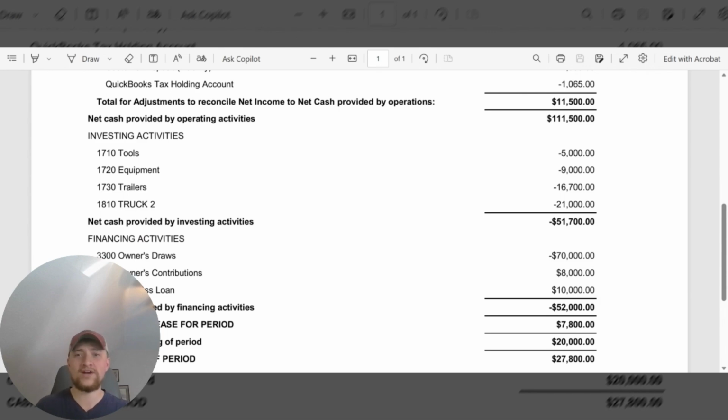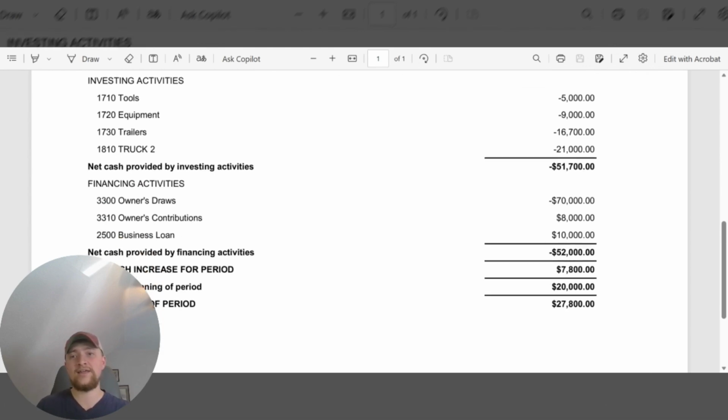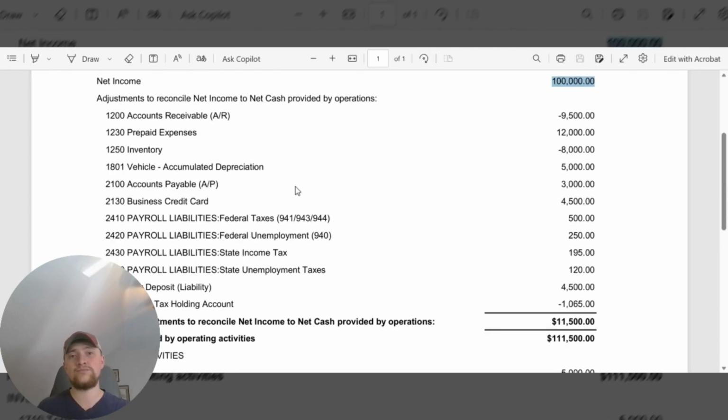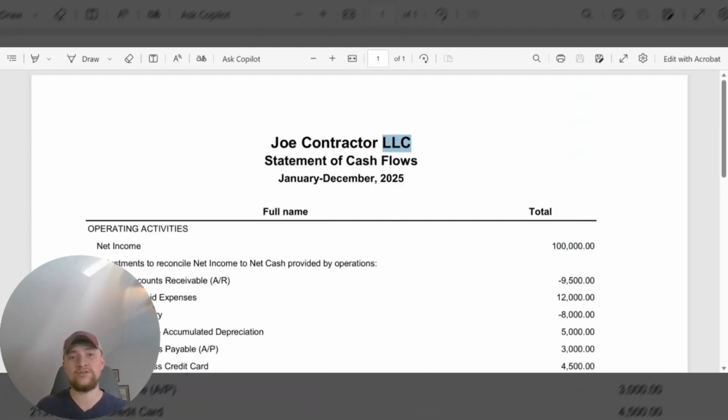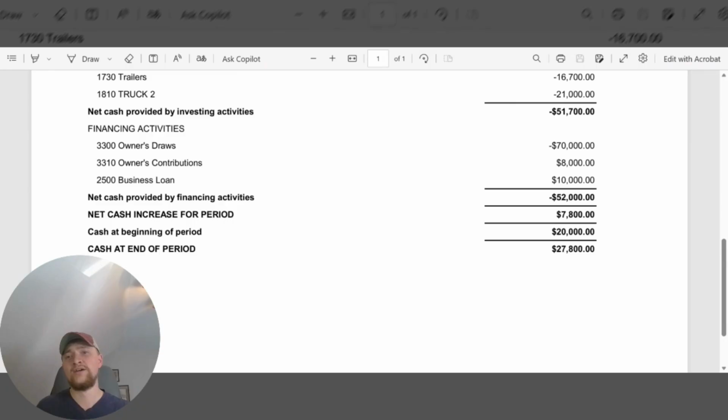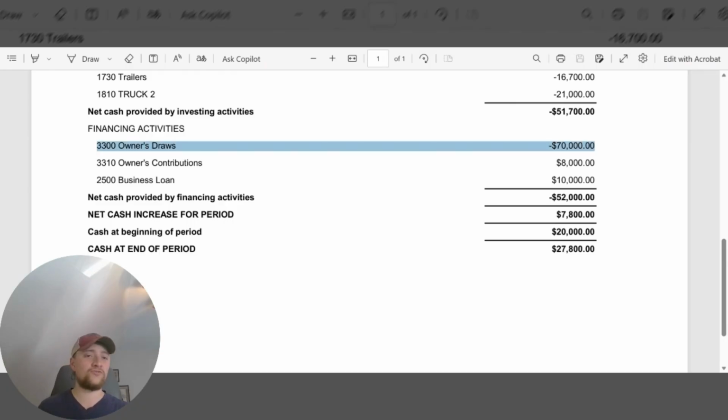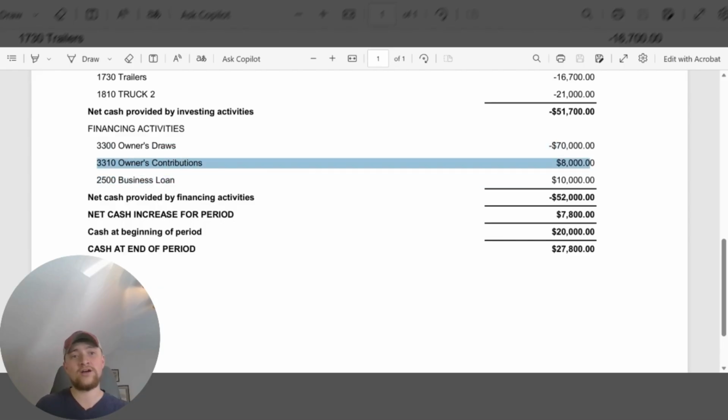And finally, we have financing activities. And this is an LLC. We can go to the top, see this is just an LLC. We're just doing very basics right now. So this is money that he's taken out of the business. So he pays himself, let's say, a few thousand every month, and total $70,000 over the course of 2025. So that's money that he's taken out, paid himself. He's added $8,000 of his own money back into the business.